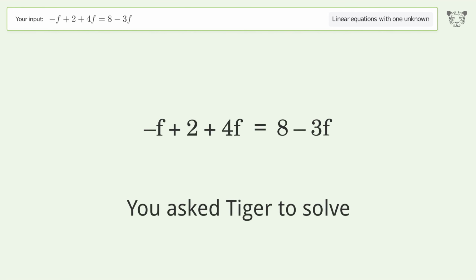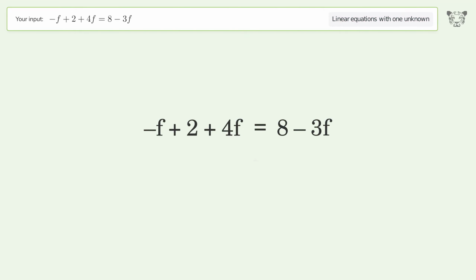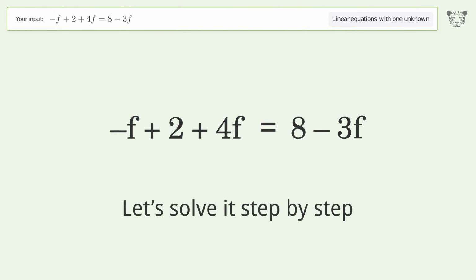You ask Tiger to solve. This deals with linear equations with one unknown. The final result is f equals 1. Let's solve it step by step.